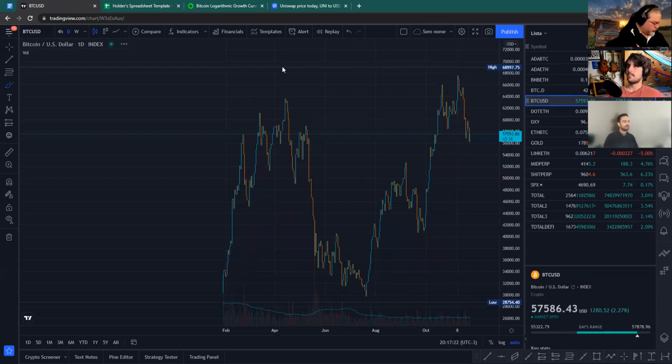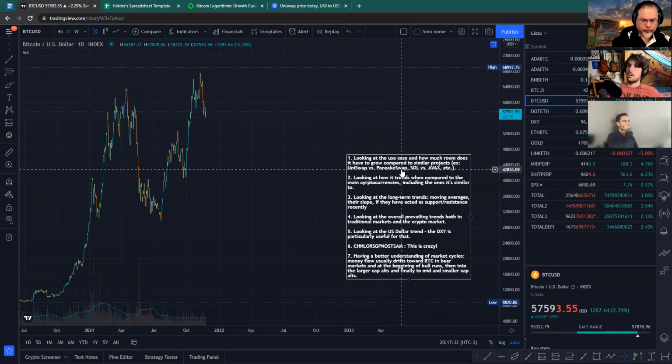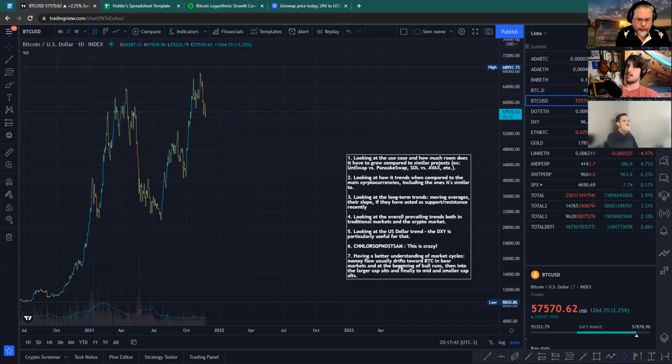Okay. So next, looking at the long-term trends. So moving averages and their slope, and if they have acted as support or resistance recently. Now, for these, it is more important to look at the longer term moving averages. So you will not be looking at the 4-hour moving averages or something like that. Okay. And this is one of the indicators that I have coded.